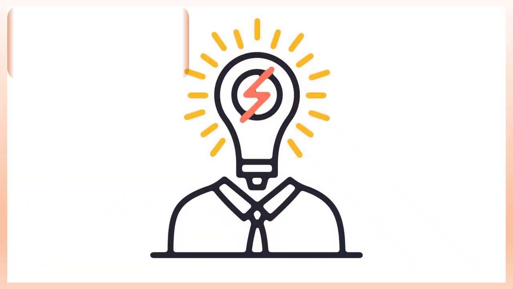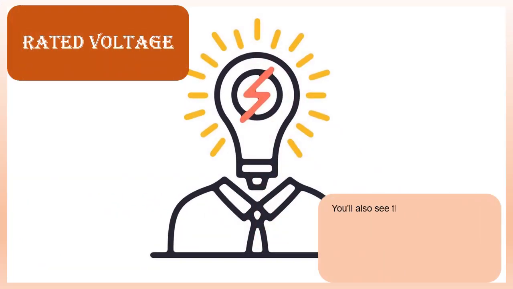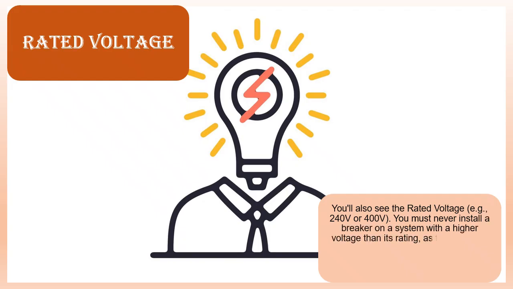Rated voltage. You'll also see the rated voltage, e.g., 240V or 400V. You must not install a breaker on a system with a higher voltage than its rating, as the breaker's internal insulation and contact spacing may be insufficient to interrupt the arc safely.